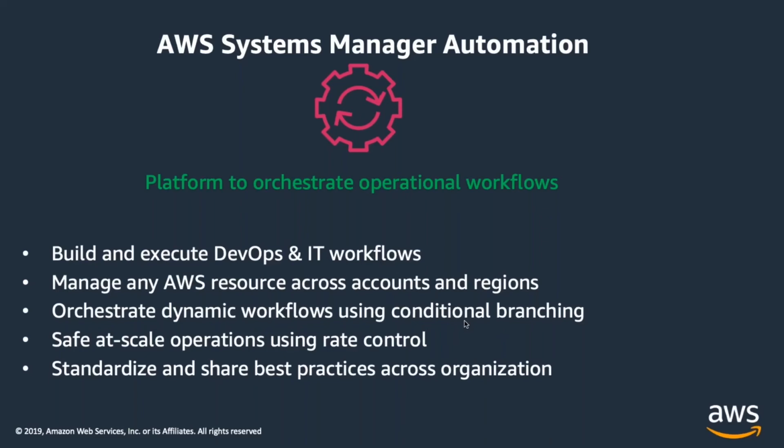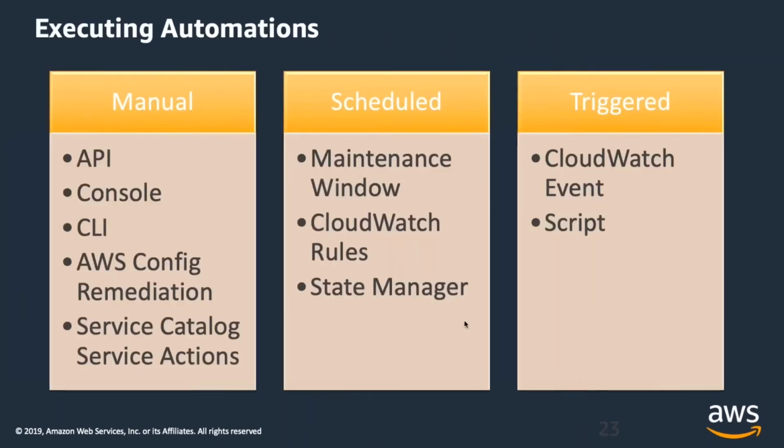Now you can build these automations, these DevOps workflows, using Automation and run these scripts at scale. What kind of automations can you run? Think about manual automations, like running through API, console, CLI configurations, and things like that. If you want to run scheduled maintenance windows or State Manager rules, or if you want to trigger something based on an event, let's say somebody logged into a machine, and you think that is probably not safe, then you can run a script to remediate it automatically. So these are trigger based.